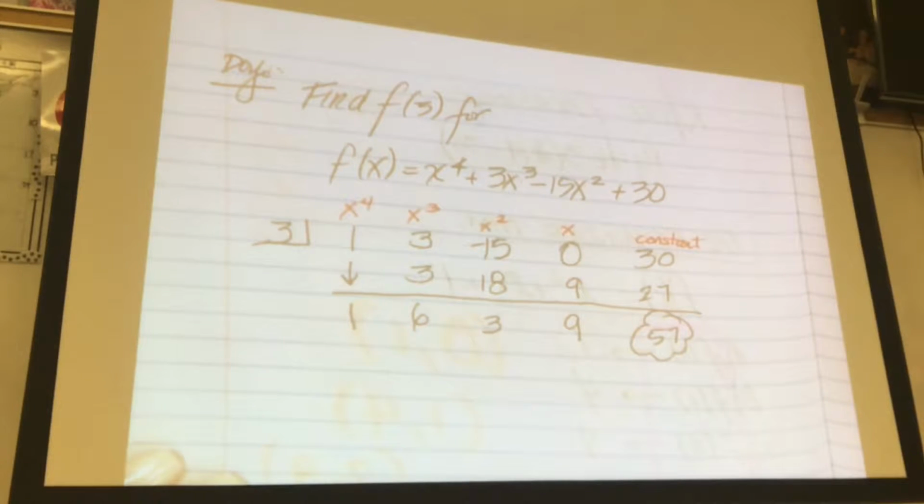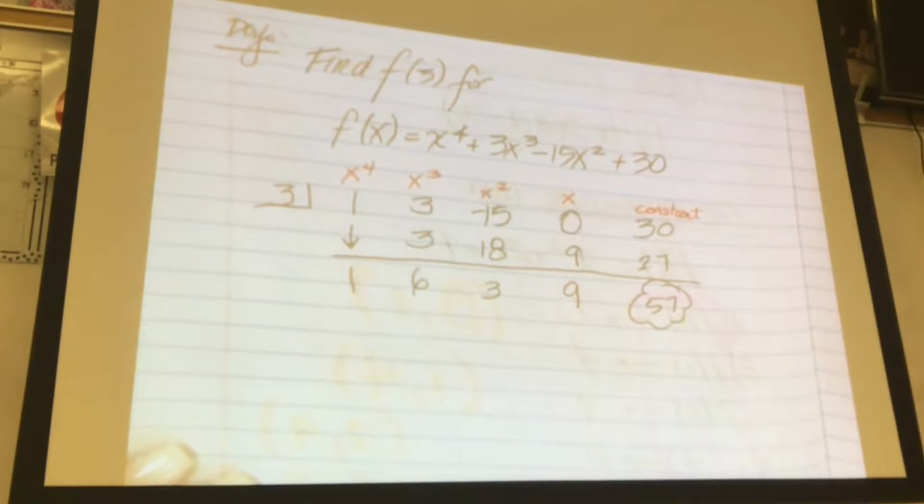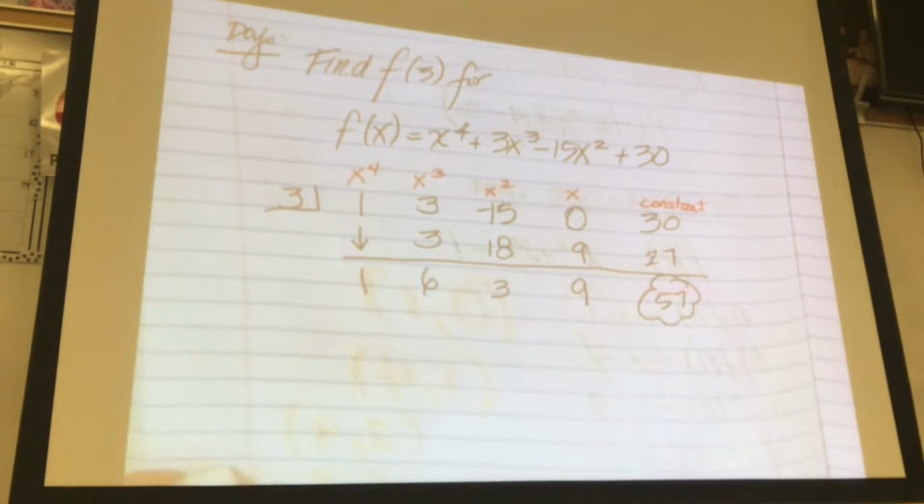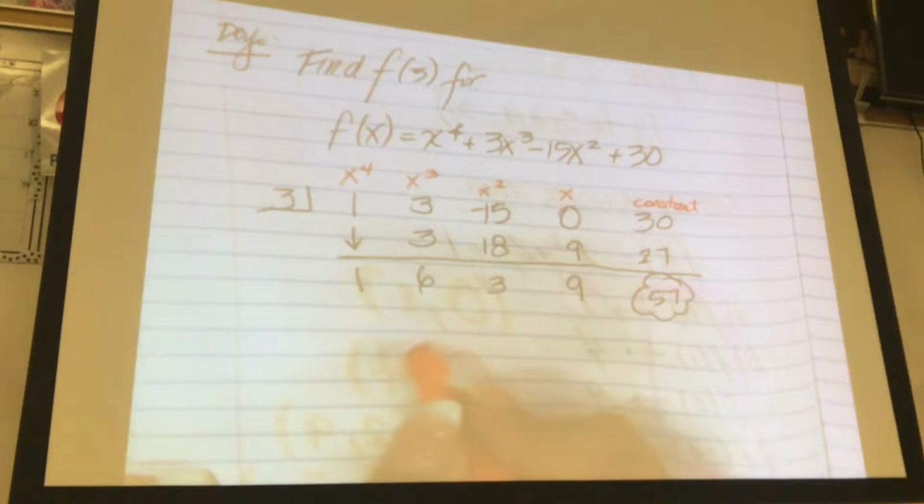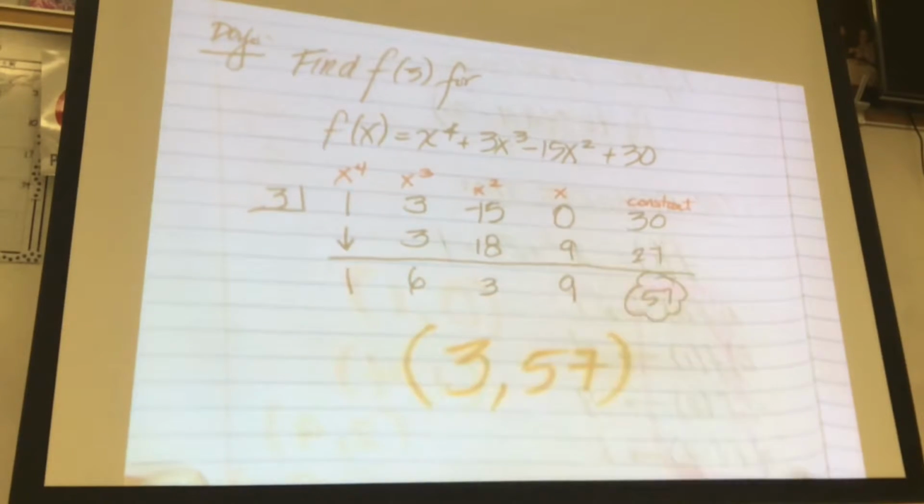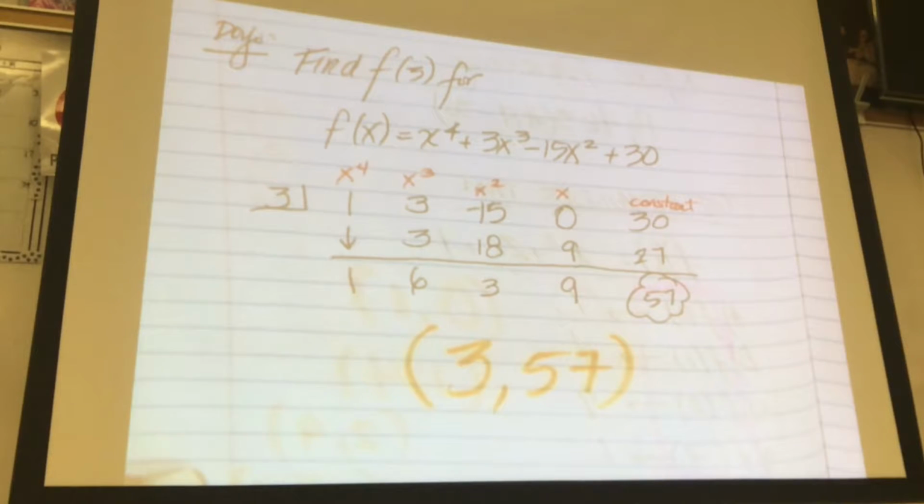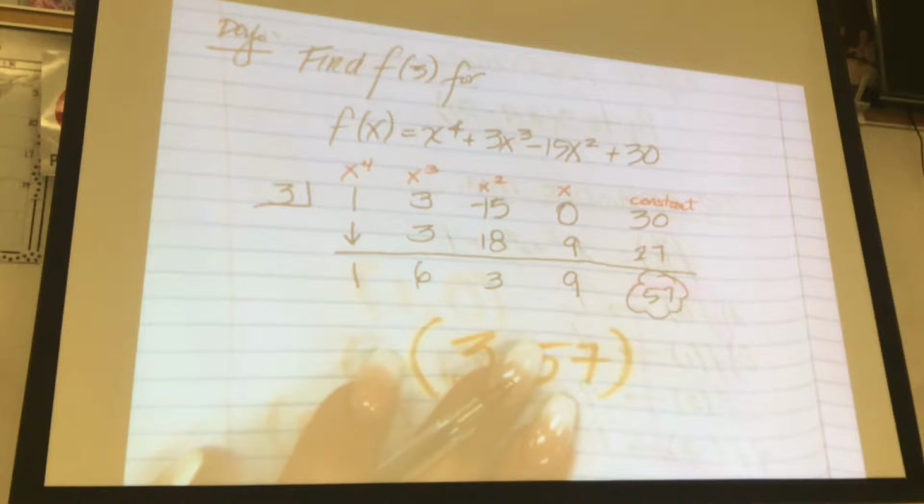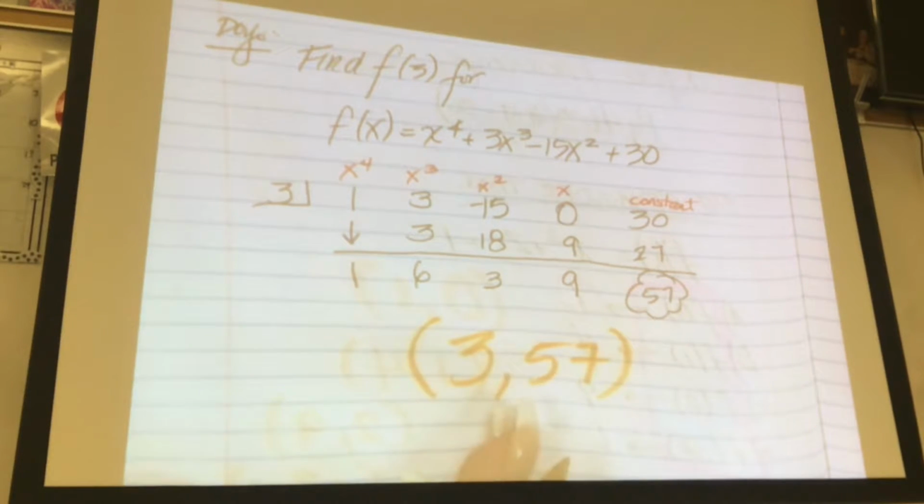What did we just find, Sean? The remainder is 57, but what did we just find? The point. What is the point? Where does this polynomial pass through? Yes, very good. All right, any questions on the doyo?